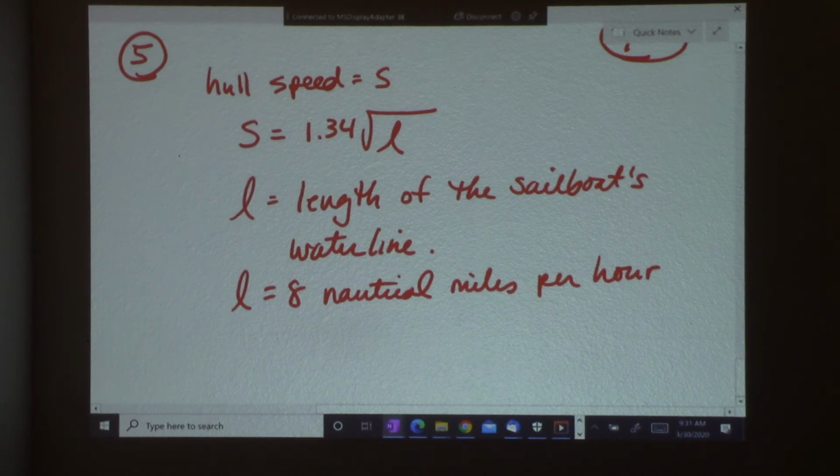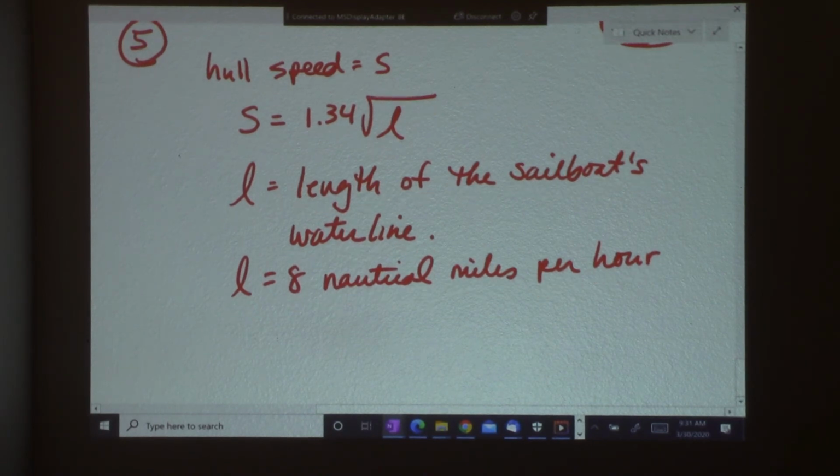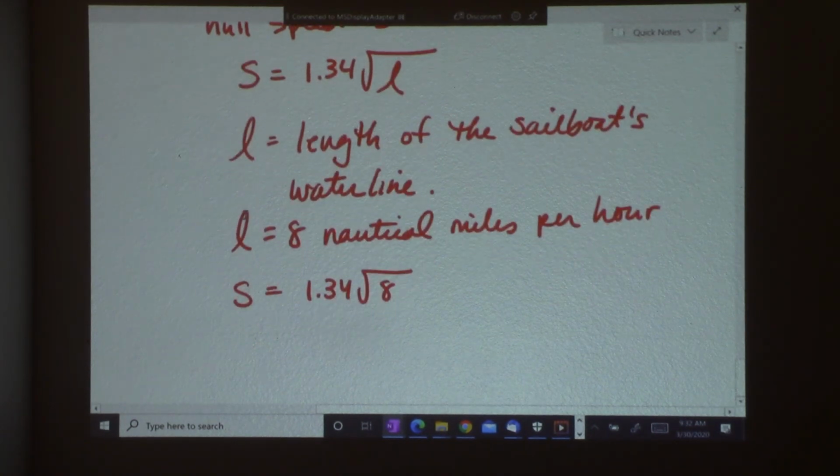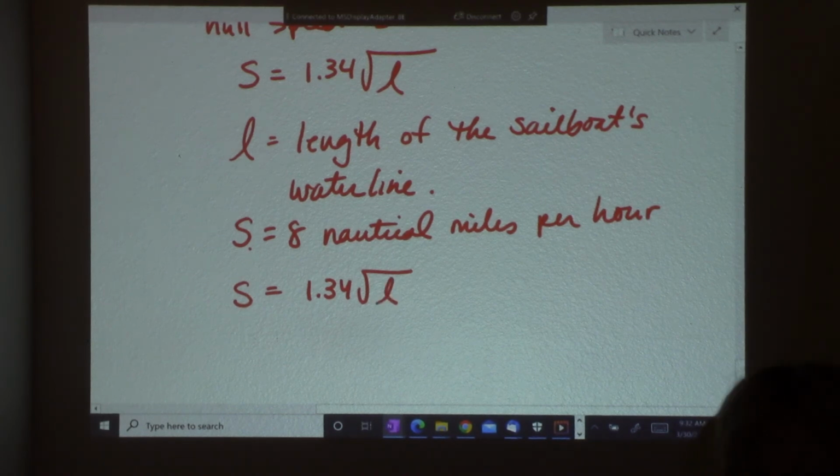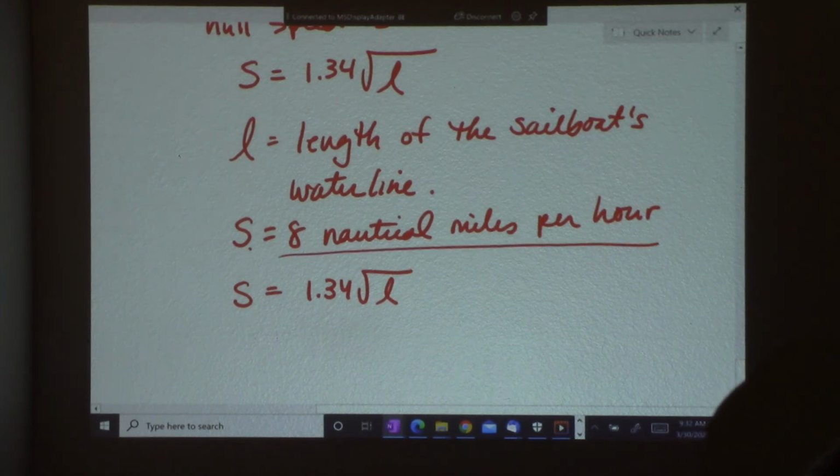So all I have to do is put 8 in. So S equals 1.34 square root of 8. I'm putting 8 in there. Oh no. I'm so sorry. This is S. This is our S. So we're trying to find L. I'm so sorry, I got that backwards. Rewind in your mind. So S is the nautical miles per hour. S is the speed. What we're trying to find is the length of the water line.